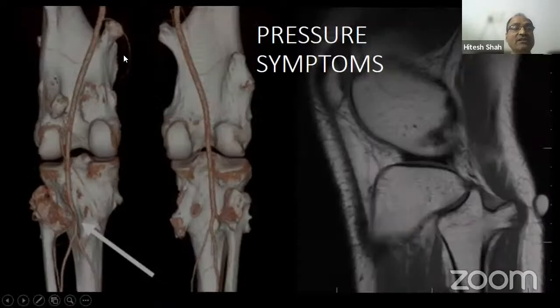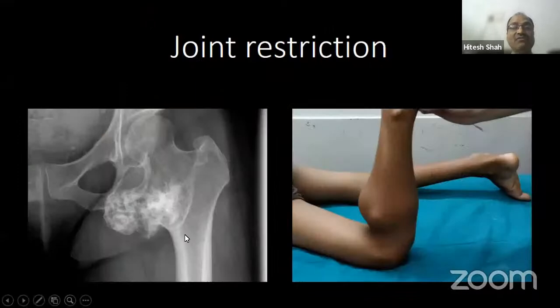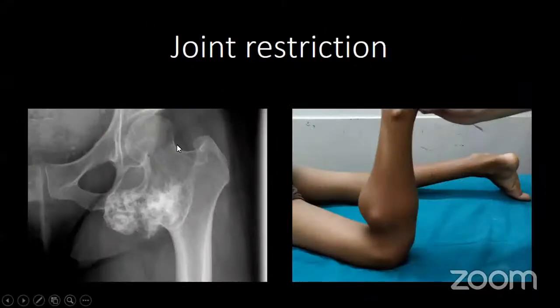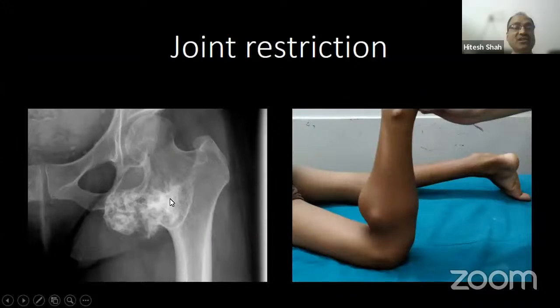The same child, you can see the compression on the posterior aspects. The neurovascular structures get compromised, and whenever you palpate a pulsation that is less than the opposite side, further investigation is required, as this was showing pressure symptoms. It can also cause joint restriction, very common in the hip joint. And whenever there is a posterior lesion of the thigh or leg, distal femur or proximal tibia, the range of motion of the knee joint gets compromised.